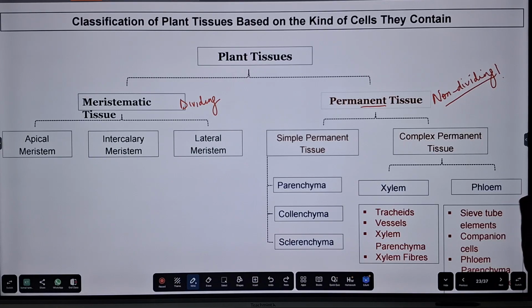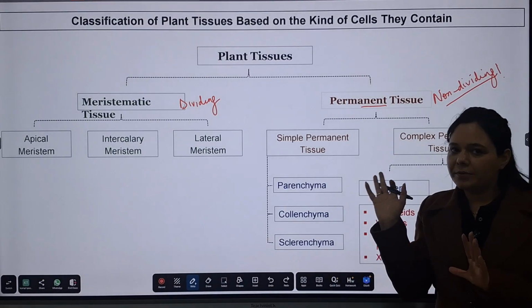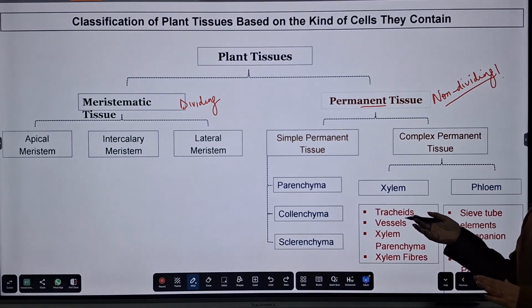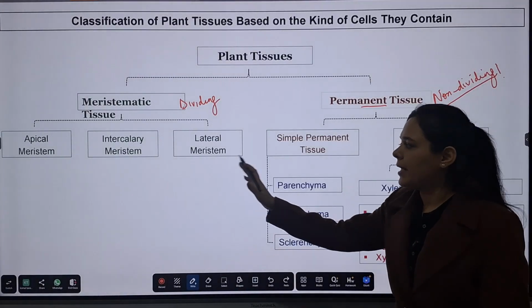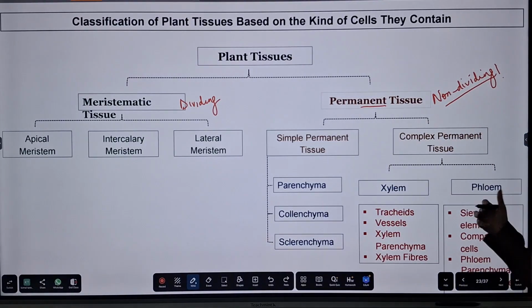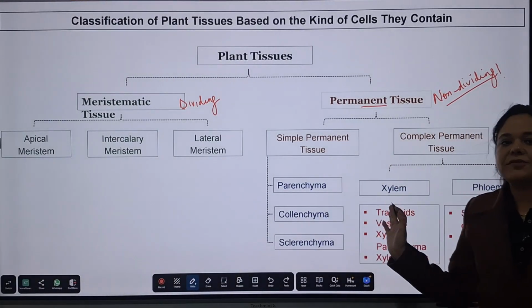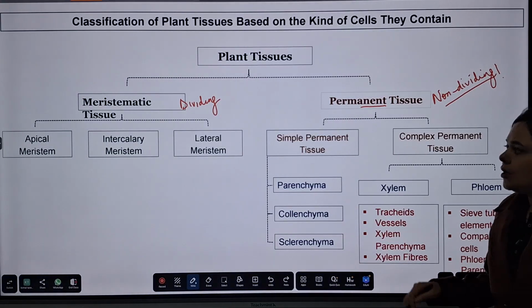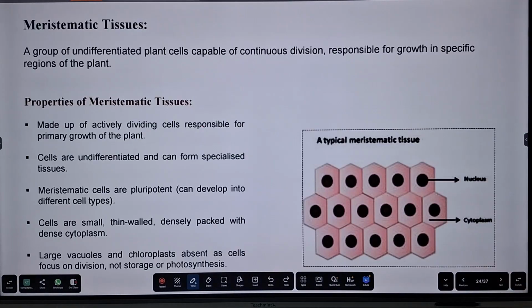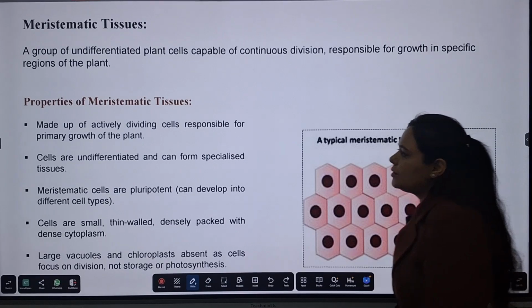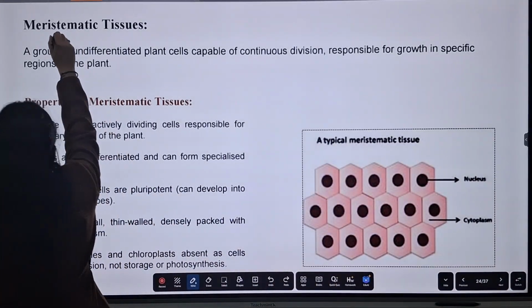So plants have mainly these two types of tissues, and can be categorized further into subtypes. And in the coming slides, we will study all these types of tissues in detail one by one. So let's begin with meristematic tissue. Meristematic tissues are dividing tissues.